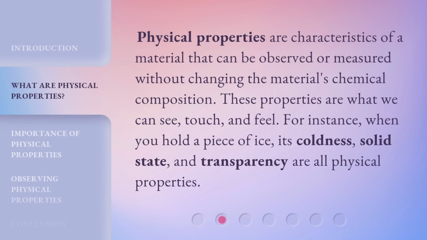Physical properties are characteristics of a material that can be observed or measured without changing the material's chemical composition. These properties are what we can see, touch, and feel. For instance, when you hold a piece of ice, its coldness, solid state, and transparency are all physical properties.